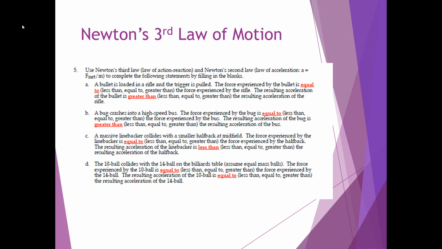C, a massive linebacker collides with a smaller halfback at midfield. The force experienced by the linebacker is equal to the force experienced by the halfback. And the resulting acceleration of the linebacker is less than the resulting acceleration of the halfback. In this case, the linebacker is bigger. It says he's massive, and the halfback is smaller.